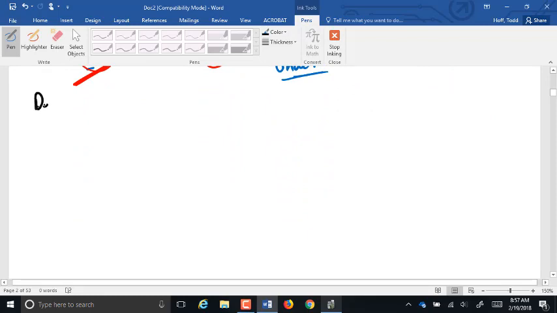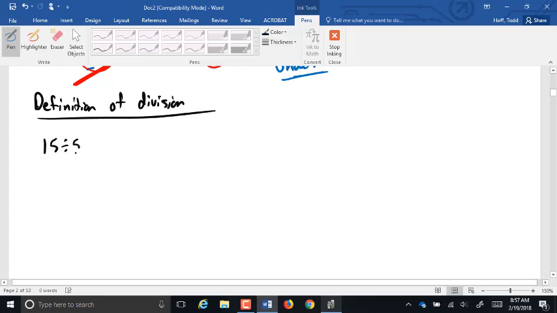Remember, the definition of division. We've really seen two different definitions of division. One was that repeated subtraction, right? If I had 15 divided by 5, that meant I was going to subtract 5 till I hit 0, or couldn't subtract 5 anymore. 15 divided by 5 equals 3 because I could subtract 5 3 times.